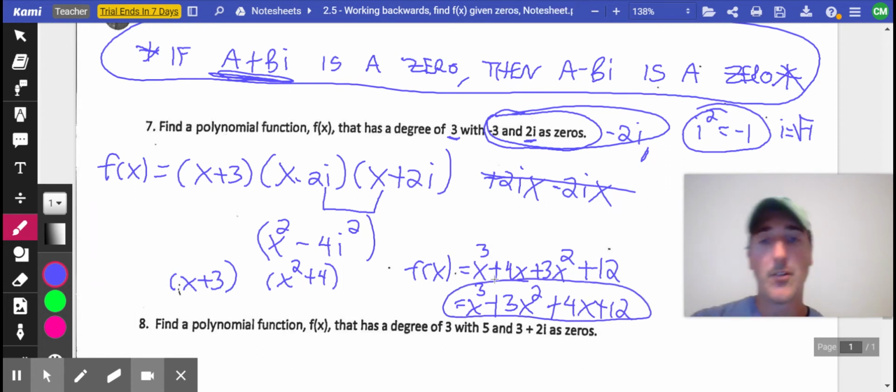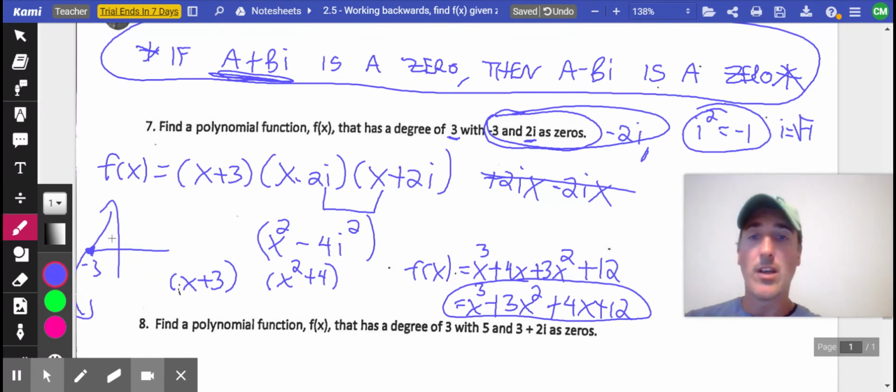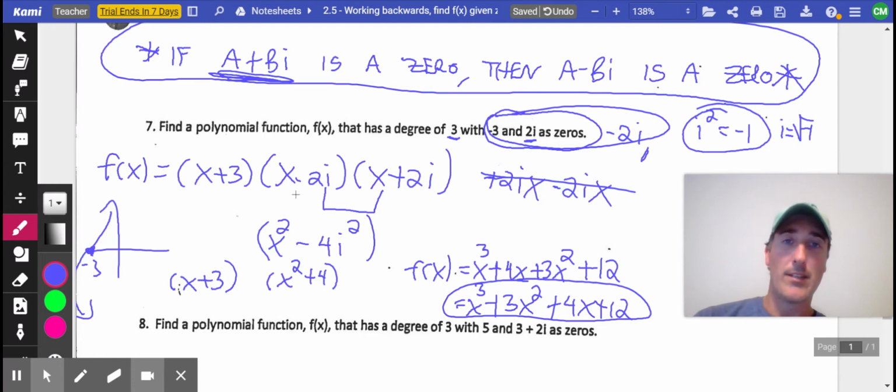And that's our answer. Now, if you graph this one, it would probably look something like this. It's only going to hit at -3. Let's say this is -3. Probably looks like an S curve, and it looks like this. So this is the only real 0. The other two are complex.